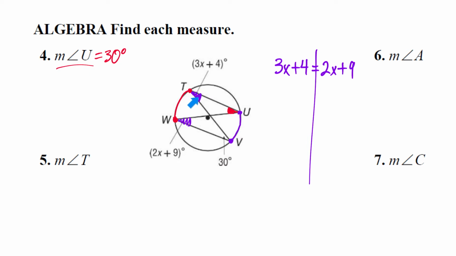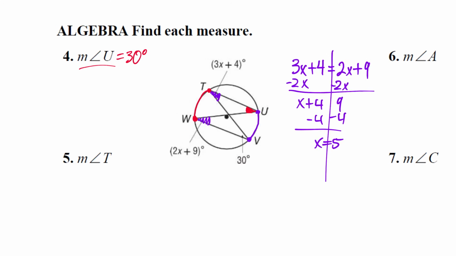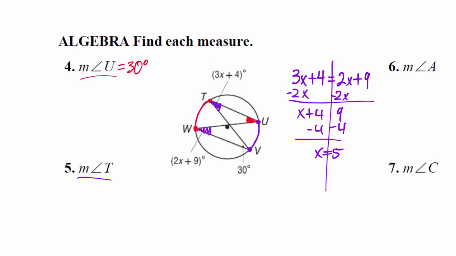Just setting the measurements of these two angles equal to each other since they're equal. Subtract 2x. x plus 4 equals 9, minus 4, x equals 5. And this says find the measurement of angle T, so I'm going to take this 5 and plug it in right there. 3 times 5 is 15, plus 4 would be 19 degrees.